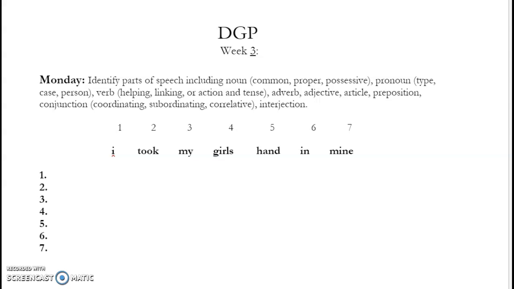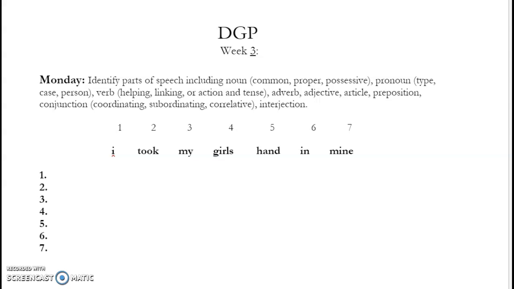Get some helpful hints for our DGP this week, which is week 3. Our sentence: I took my girl's hand in mine. This is actually a preview for our next type of reading that we are going to read, because our unit is almost over and we always end our unit with a poetry unit.